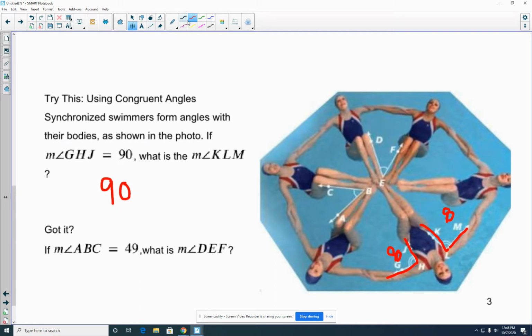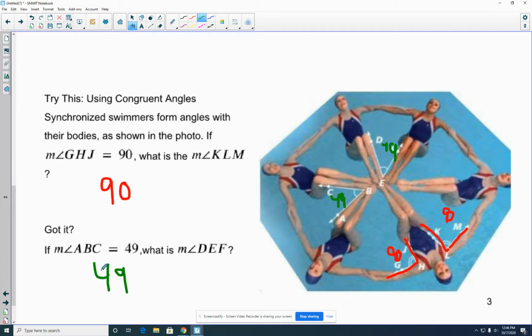So your answer here is just 90. Now it says if the measure of angle ABC is 49, what's DEF? Again, this is one arc mark and so is this, so this must be 49 too. So 49.